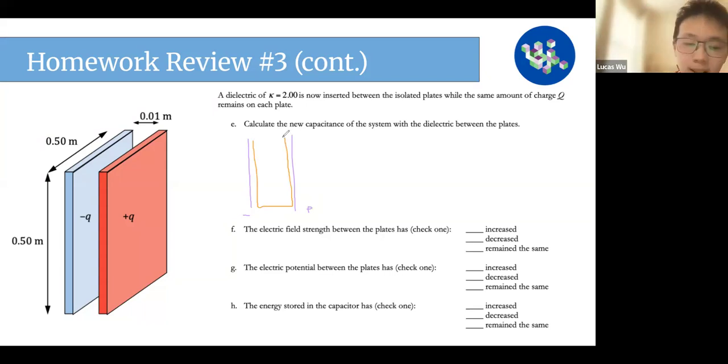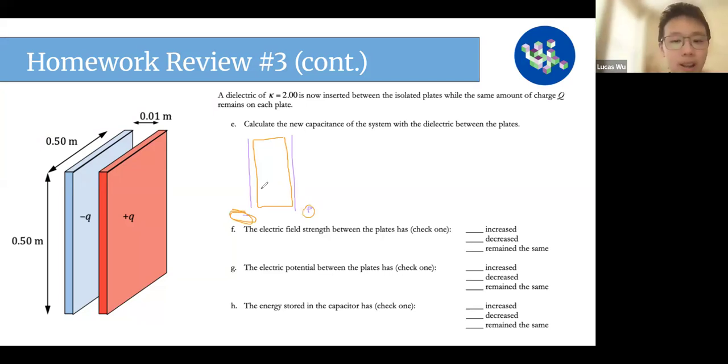And remember, a dielectric is an insulator. That means the charges within it are not free to move. But what happens is, in any material, for example this insulator, it is composed of many dipoles, which are just pairs of positive and negative charges. In this case, the positive charges in each dipole will be attracted to the negative plate, and the negative charges will be attracted to the positive plate.